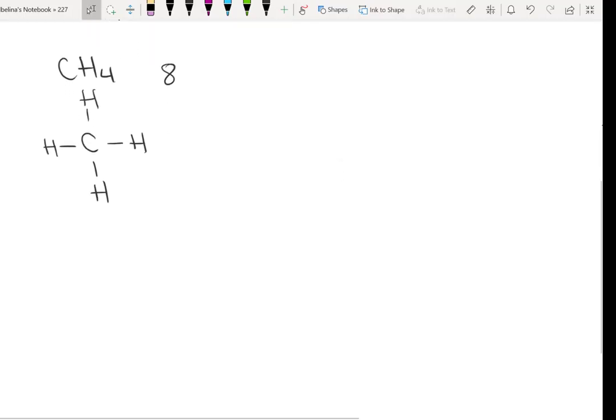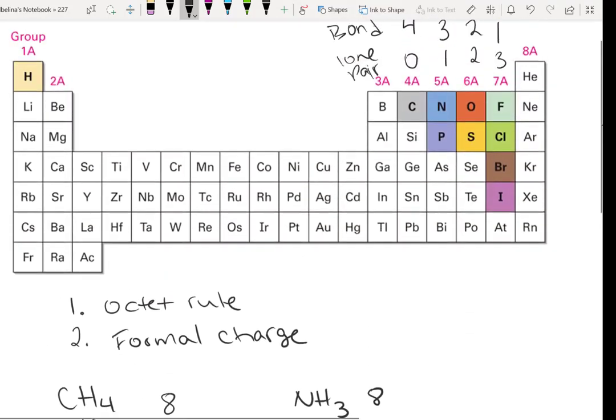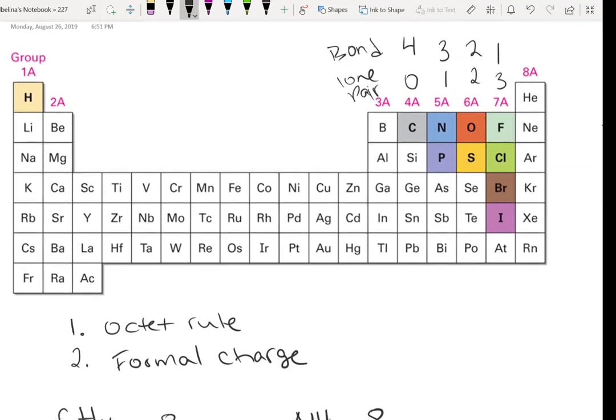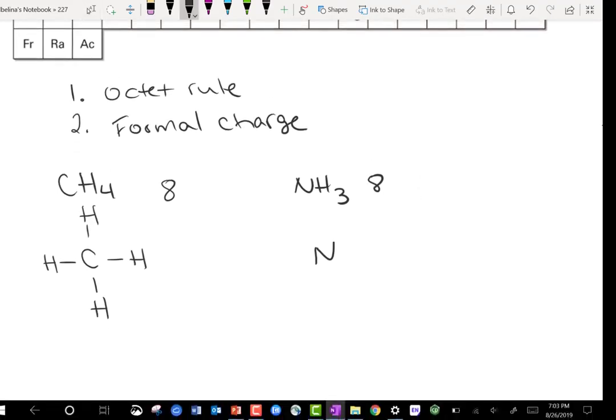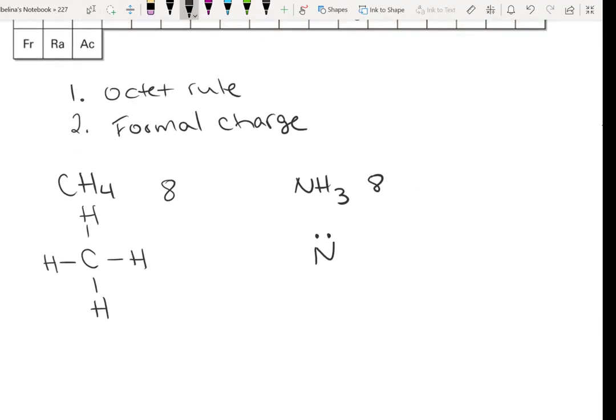So then we move on to ammonia, right, NH3. Nitrogen group 5, hydrogen group 1, so we have 8 valence electrons. Nitrogen is going to need all of those 8 electrons to satisfy its octet. And if we remember from our chart, nitrogen, 3 and 1, 3 bonds, 1 lone pair. So that's really what I want you to remember. Carbon 4 bonds, nitrogen 3 bonds, and 1 lone pair.